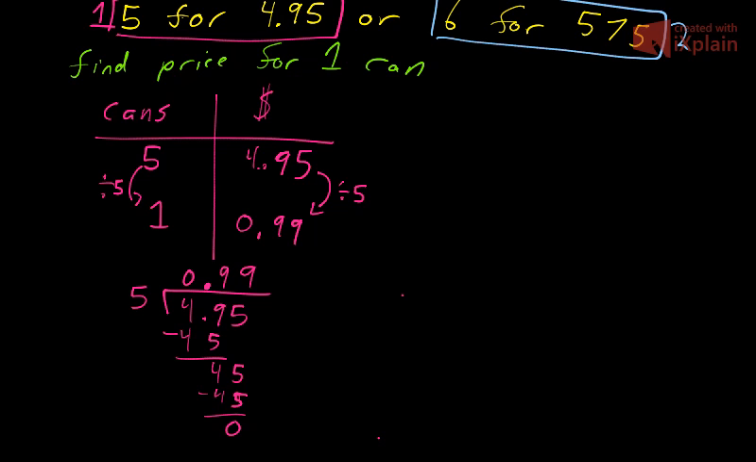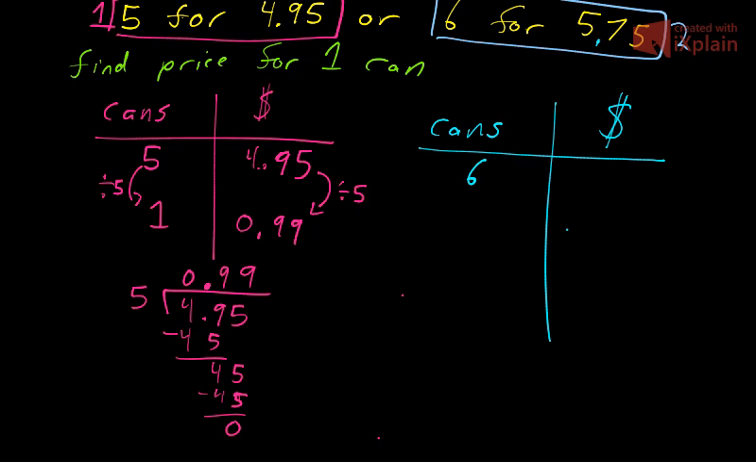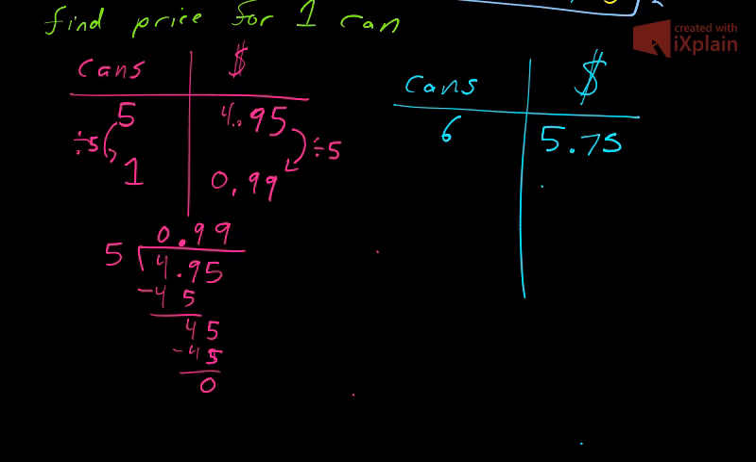That's not too bad. We're going to try the next one, and I'm going to look at, in my blue, cans compared to dollars again. But this time I have 6 cans for $5.75. Sorry, I missed that period earlier. So I need to get my 6 cans down to 1. To get there, I'm going to divide by 6. So I'm going to need to do that over here too, divide by 6. And I'm going to ask how many times 6 goes into $5.75.